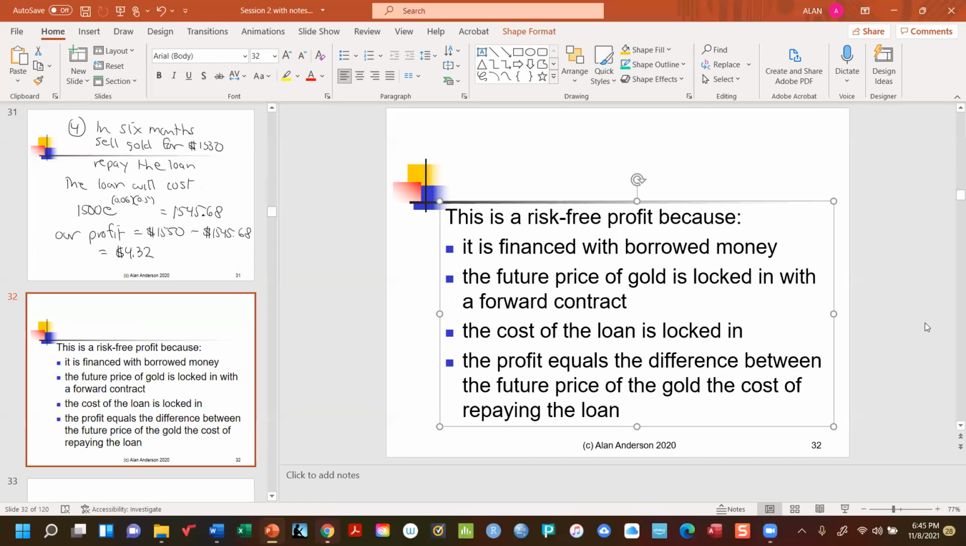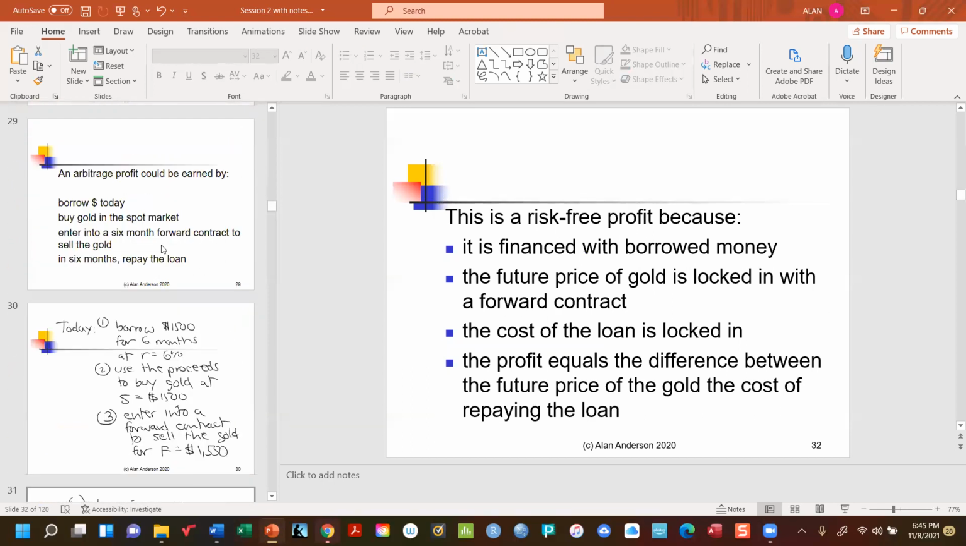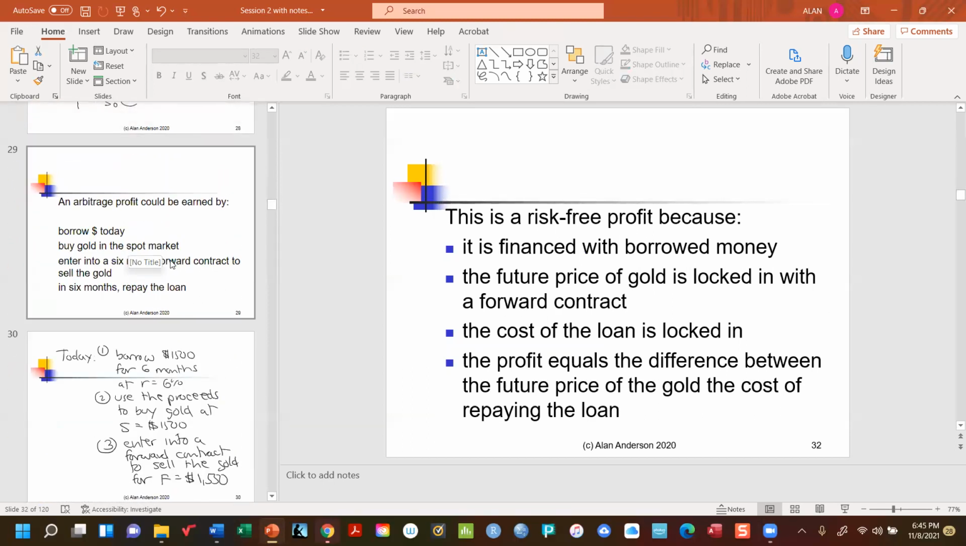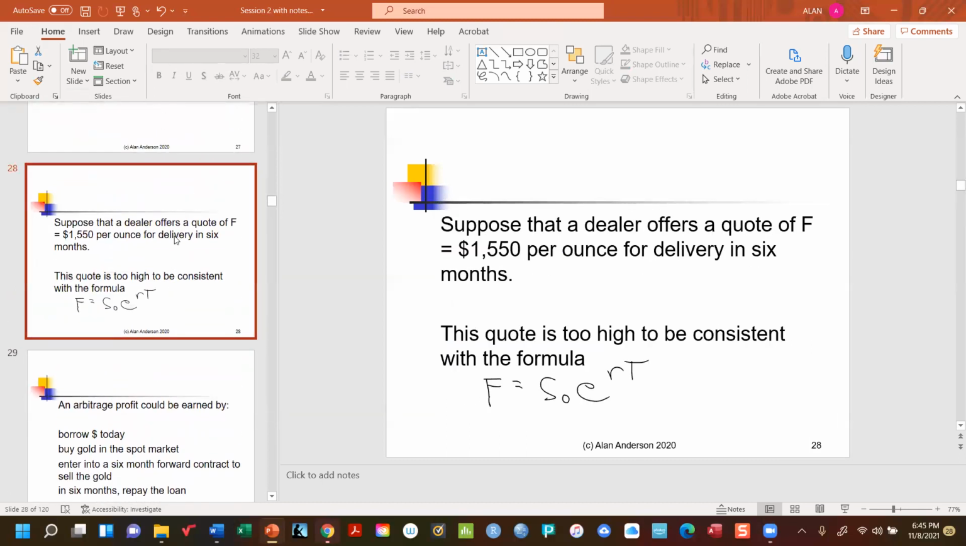Okay. Now, if the price is too low, if F is too low, we can also earn an arbitrage profit, although we have to go about it in a different way. All right, so I guess we could go through this. This one's even more complicated though, but I guess we can run through it.